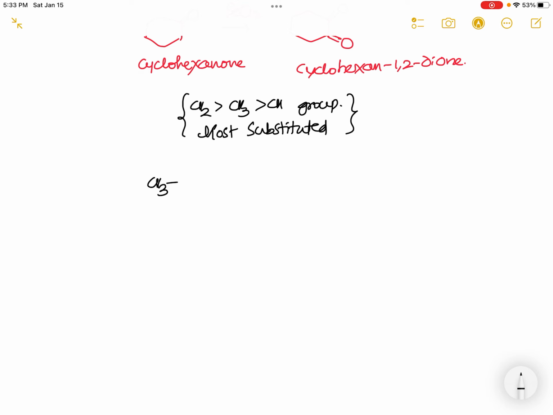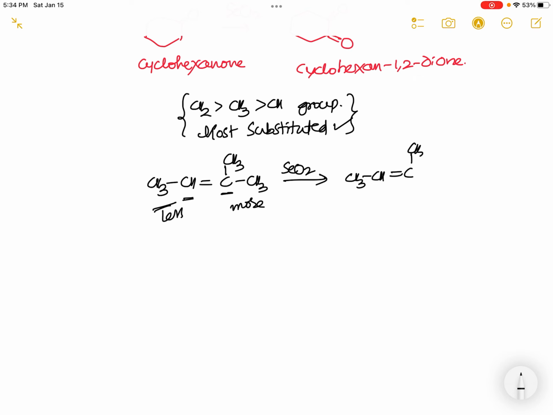CH3, CH, double bond C, CH3, CH3. When you are using selenium dioxide, hydroxylation reaction, these two carbons, if you see double bond containing carbons, this is less substituted, this is more substituted. More substituted is first hydroxylated, so don't touch this side. Any one of this group you convert into alcohol. Hydroxylation. Hydroxylation of allylic carbon, you can say.